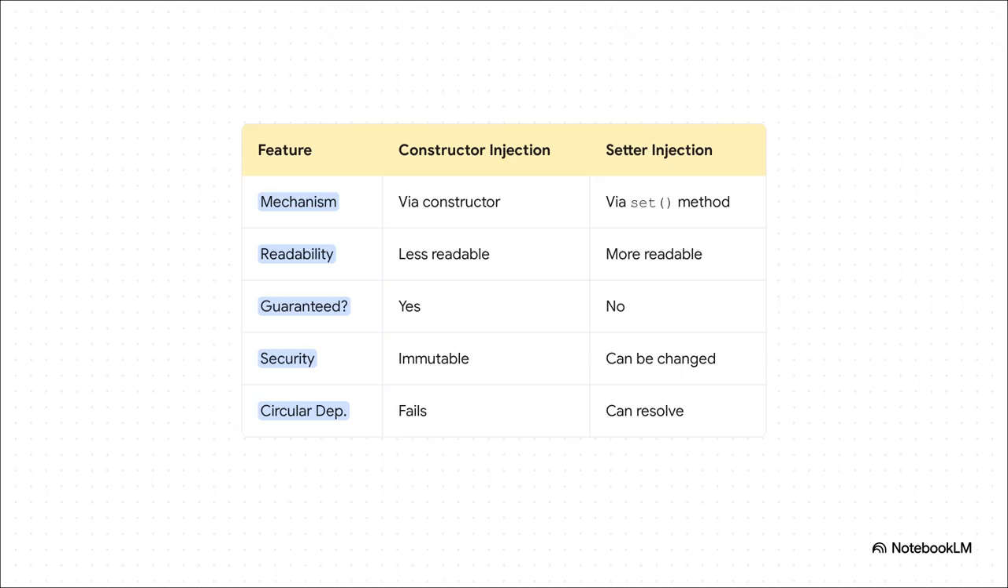Now, on the other side, you've got setter injection. This uses regular methods, something like a setEngine method, to give the object its dependencies after it's already been created. This is definitely more flexible, and you can even swap out dependencies later on. But the downside is there's no guarantee the dependency will be there when you need it. The object could be in an incomplete state.